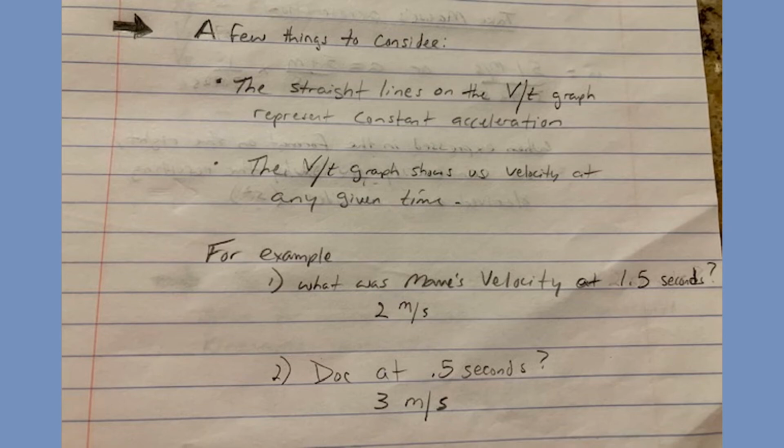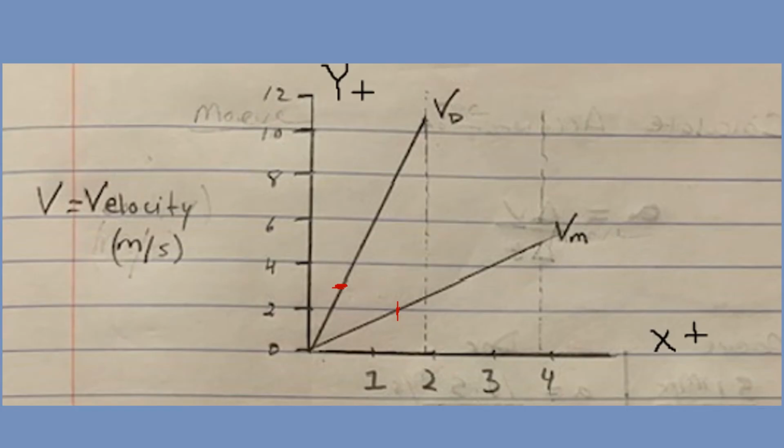So for example, we can look at the graph and find out what Maeve's velocity is at 1.5 seconds, and it turns out that it's 2 meters per second. Similarly, my dog Doc, at half a second, his velocity is going to be 3 meters per second. And so once again, my daughter's velocity at 1.5 seconds is just about 2 meters per second, as indicated by the vertical red line. And my dog's velocity at 0.5 seconds is 3 meters per second, as indicated by the horizontal red line.